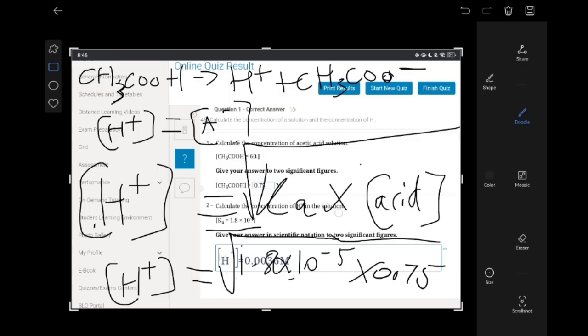So I don't know why it's 0.03. Let's just check. Times 0.75. Yeah, I got 0.03674234461. So I don't know why we don't round it up to 0.037. That's basically how to do it.